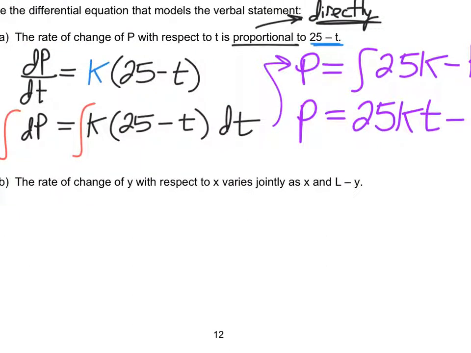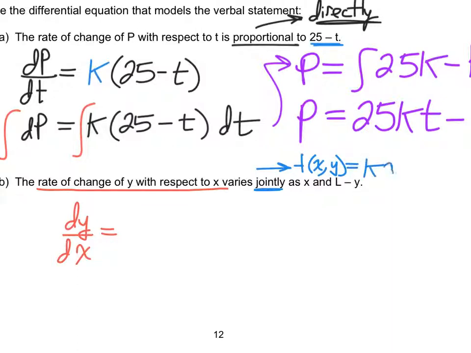So this is saying the rate of change of y with respect to x. That's the key component there. Rate of change of y with respect to x, that's saying dy/dx. Varies jointly. So the model when you're varying jointly is f(x,y) equals k times xy. This is the format of what our differential equation should be. The notation is intimidating, but it's really something equal to k times xy.